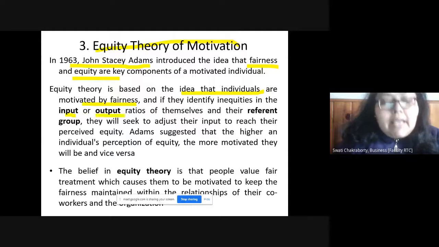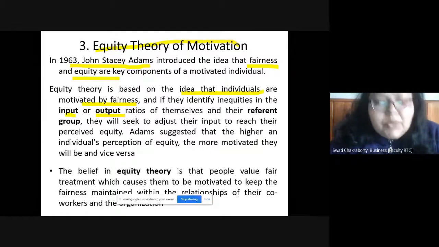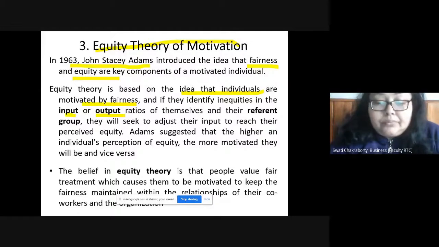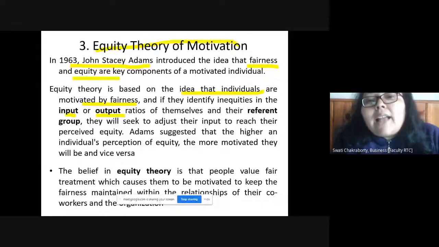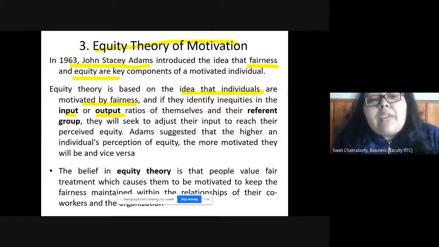Output is the end result that comes up. It's a consequence of the level of inputs that you're putting in. So what is that? It can be your job security, it could be your salary, it could be your position, it could be the benefits, the recognition, the reputation, the responsibility, sense of achievement, praise, appreciation. That should be there. Okay. And when I talk of input and output, that ratio has to be measured.